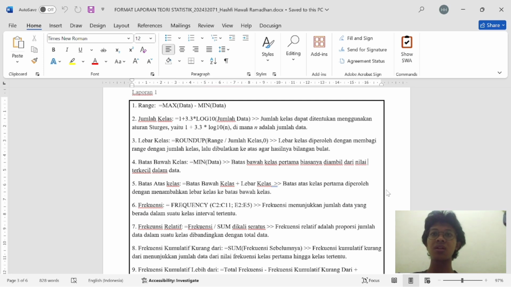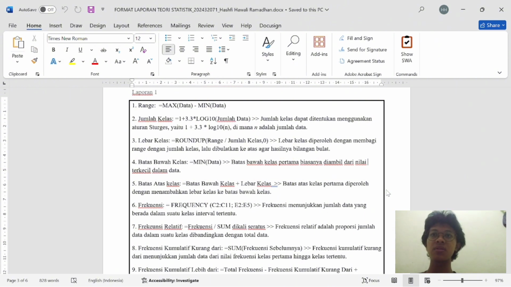Number 2, number of classes. =1+3.3*LOG(n). The number of classes can be determined using Sturges' rule, which is 1 plus 3.3 multiplied by the logarithm of n, where n is the total number of data points.